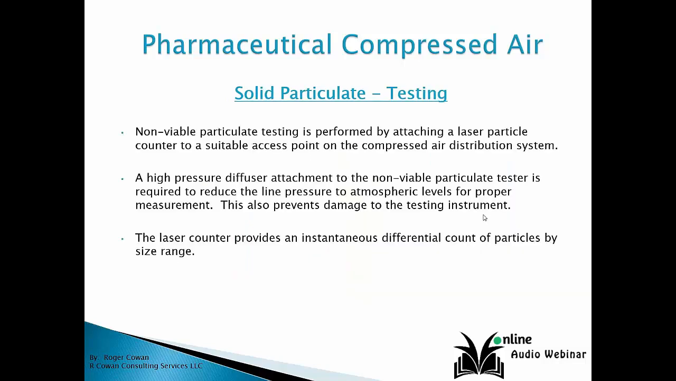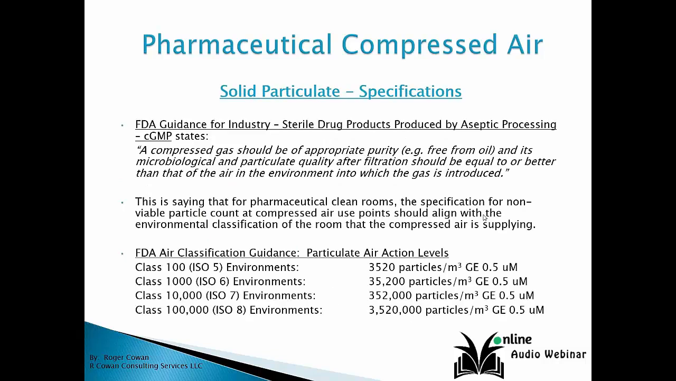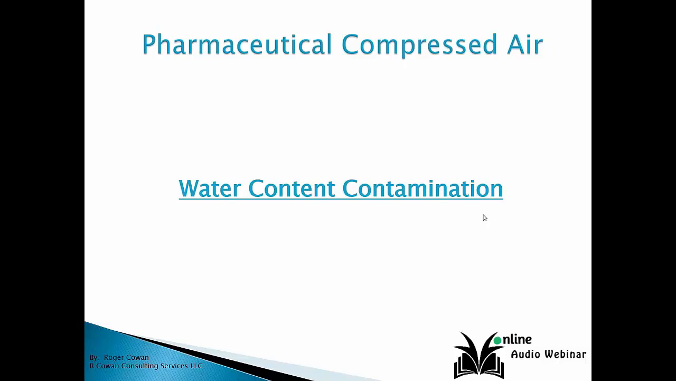Now, how do you test for solid particulate? Well, non-viable particulate testing is performed by attaching a laser particle counter to a suitable access point on your distribution system. Here's a photograph of one of these laser particulate counters. You know how to test the solid particulates. What are the specifications that are out there for compressed air? Okay, so that was solid particulate.